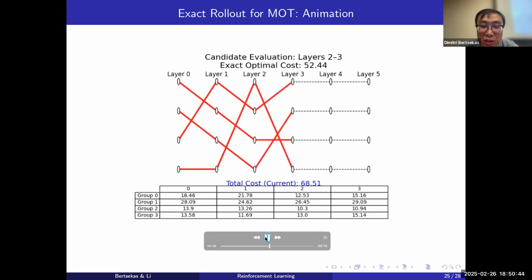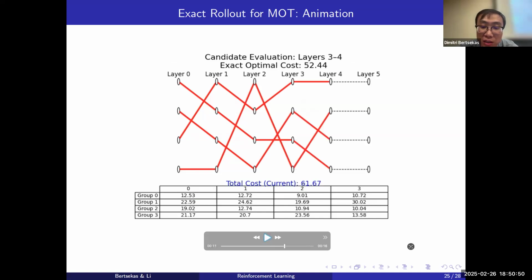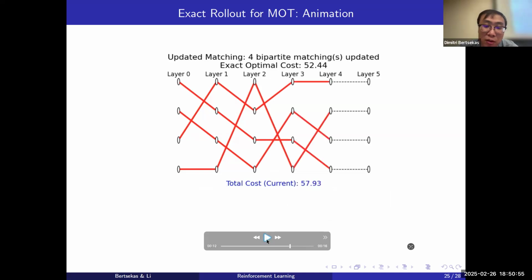And you can repeat this procedure for this layer and for the next layer, and you can see the cost further reduced to 57 after 4 layers. And in the very end, in this particular case, we get the optimal assignment.